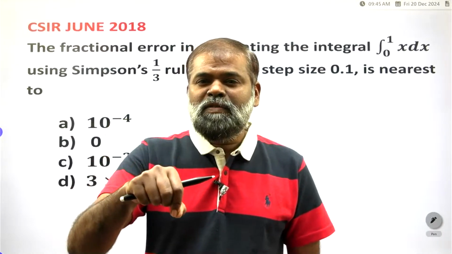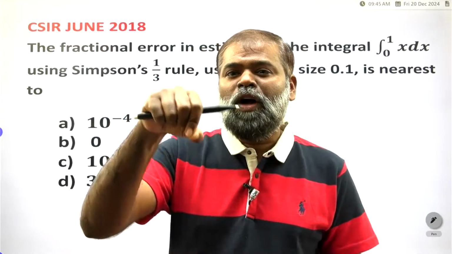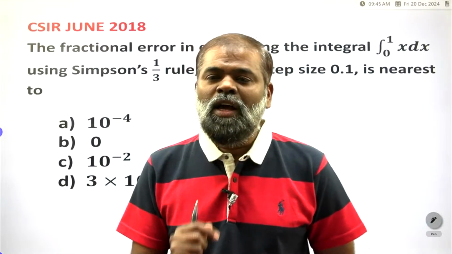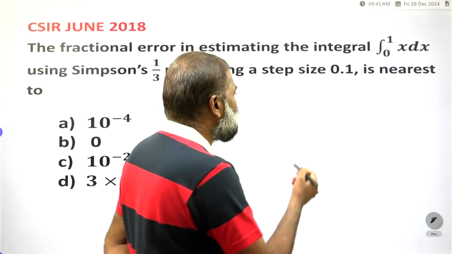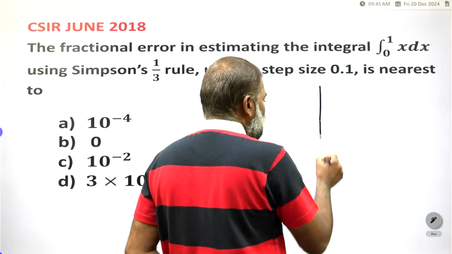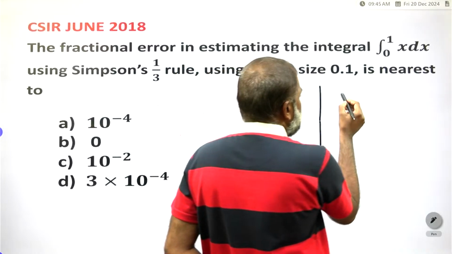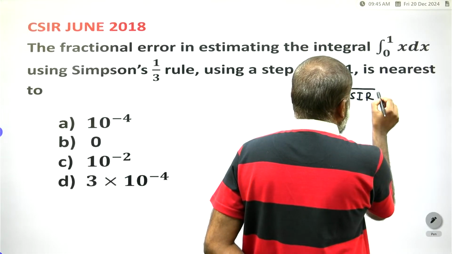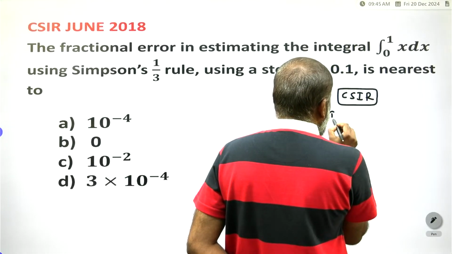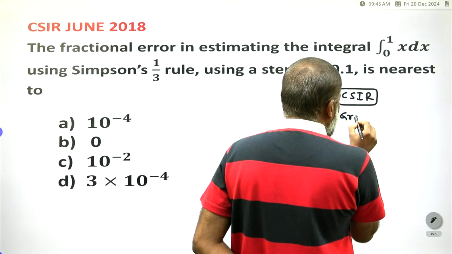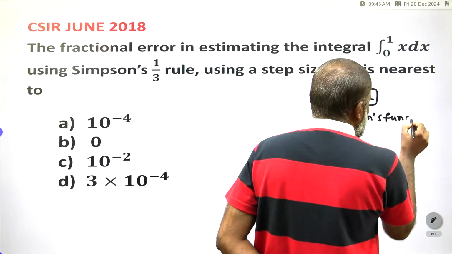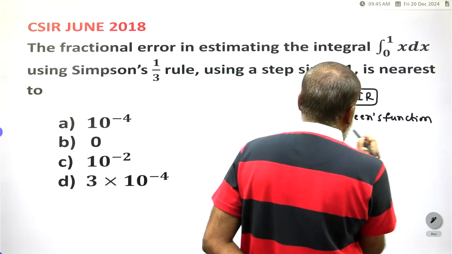Today, in this video, we are discussing one more important advanced mathematical methods of physics question. We have already been discussing advanced mathematical methods of physics according to the CSIR syllabus. What is in the advanced mathematical methods of physics? The first topic is Green's function.